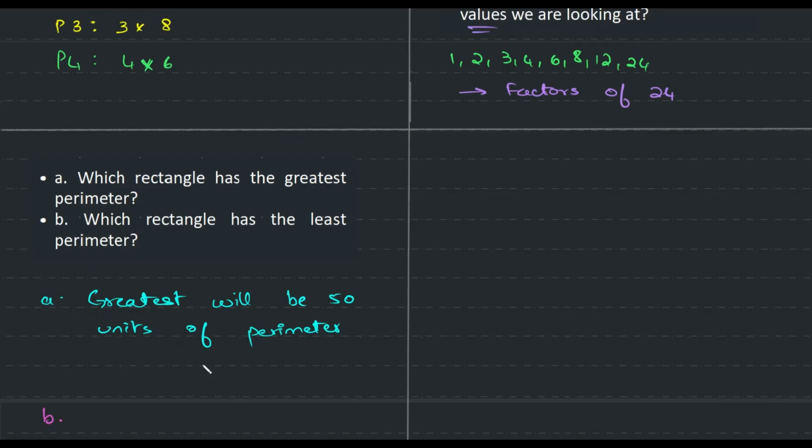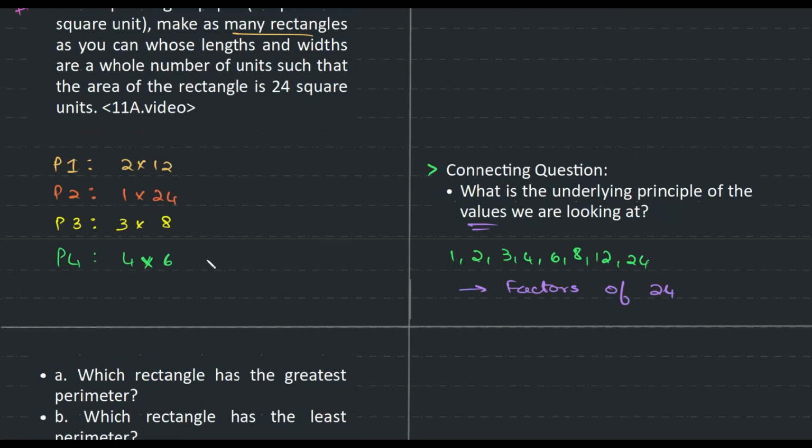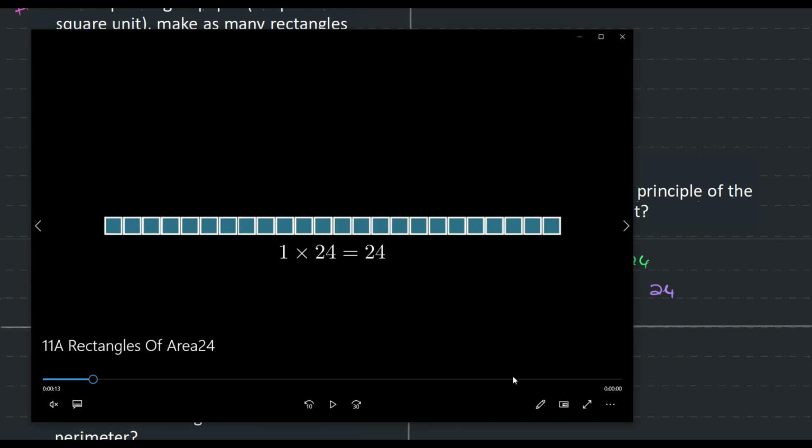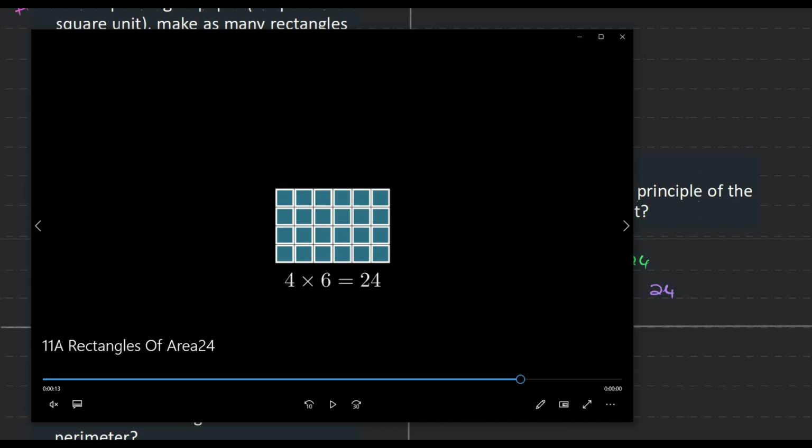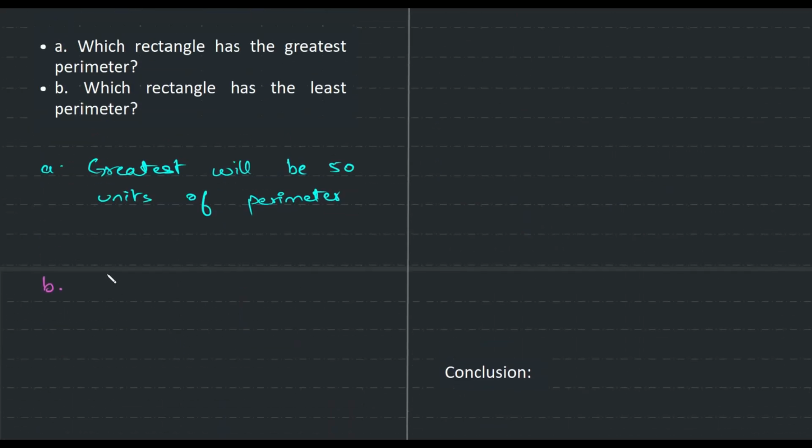Which rectangle has the least? The one which encloses the most. That's the conclusion that we came to, right? So let's take a look at that. Which is that? This structure. So this has 6 plus 4 plus 6 plus 4. So basically 6 plus 4 is 10, 10 plus 10 is 20. So here it is 20. Least will be 20 units of perimeter.